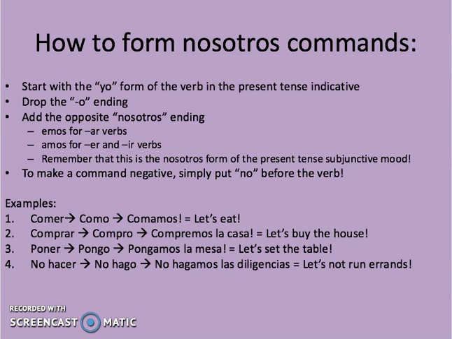Remember that this is also the nosotros form of the present tense subjunctive mood. If you would like to make a nosotros command negative, simply put no before the verb. Take a look at the four examples below.